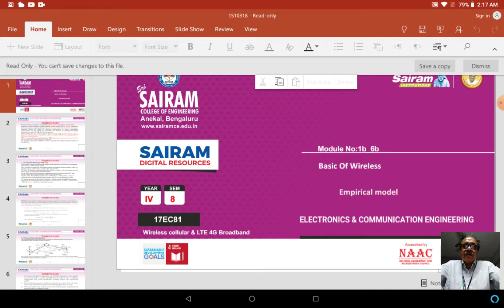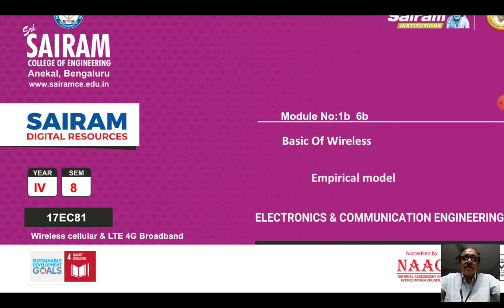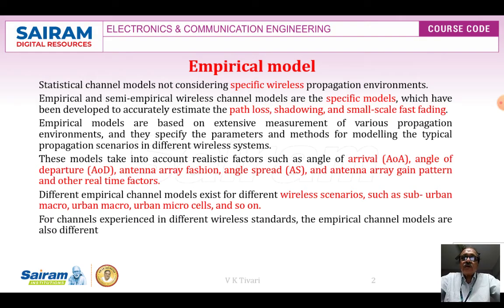Now we are going to discuss empirical models, which are more complicated, but at the same time more accurate. Statistical channel models do not consider the specific wireless propagation environment, meaning the environment surroundings, the earth terrain, etc. Empirical and semi-empirical wireless channel models are specific models developed to accurately estimate path loss, shadowing, and small-scale fast fading.